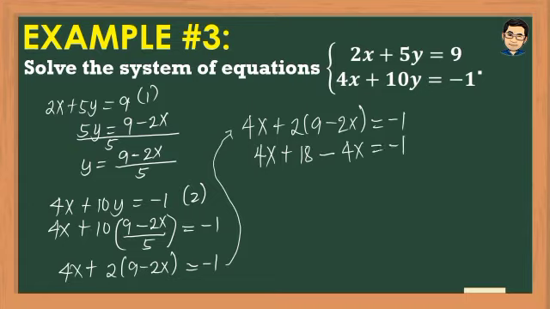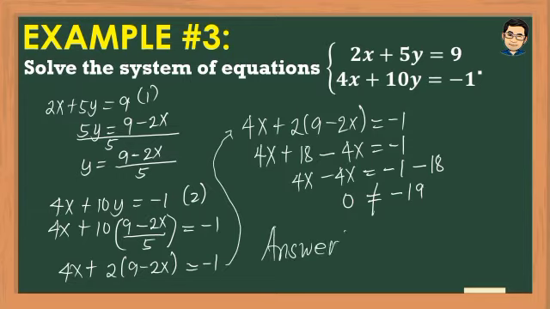And then we combine like terms. So 4x minus 4x equals negative 1 minus 18. So 4x minus 4x, that is 0. And it is not equal to negative 1 minus 18, that is negative 19. Since our answer is 0 is not equal to negative 19, we can therefore say that the given system of equation has no solution.